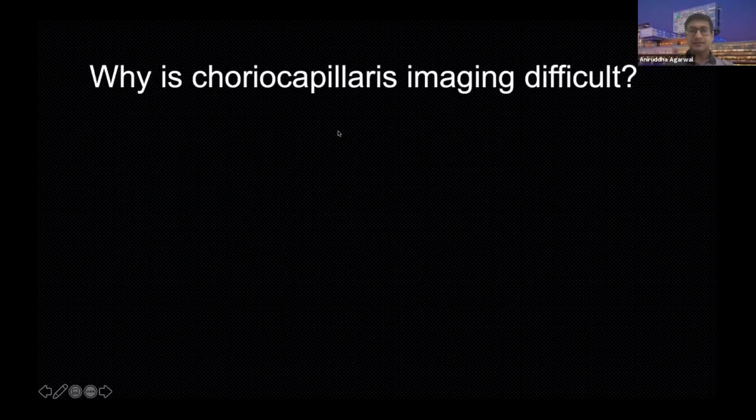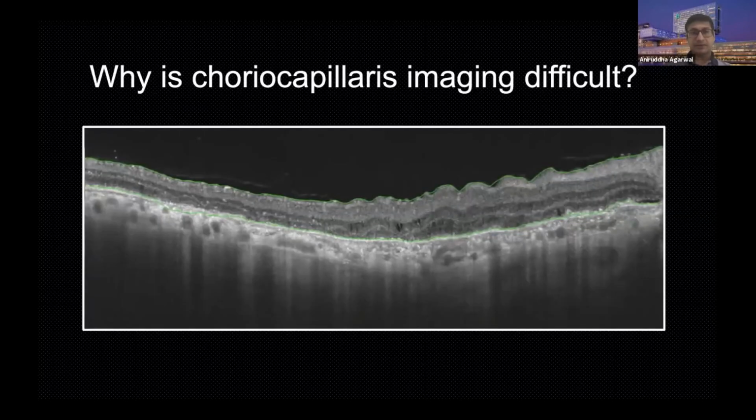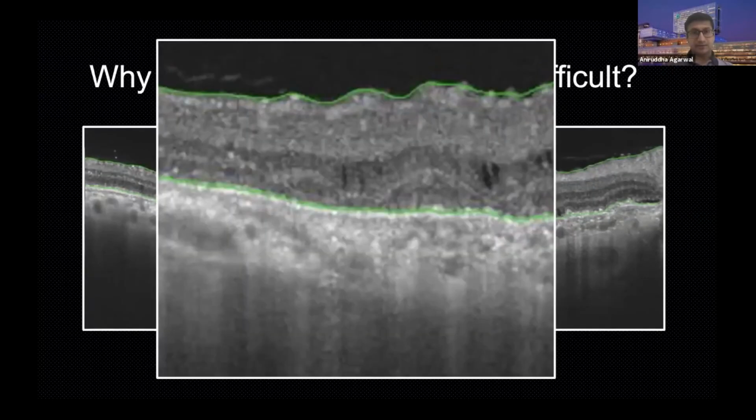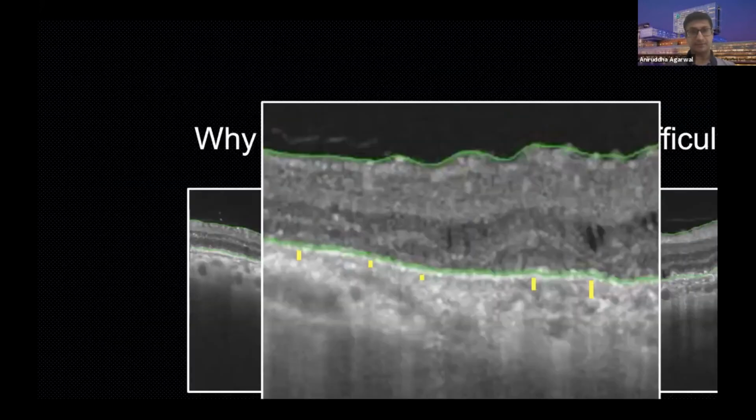So why is the imaging of the choriocapillaris difficult? This is because we know that in choroiditis, there is a variability in the height of the choriocapillaris slab and the thickness. This is present even normally. The choriocapillaris slab is not uniform, and this problem is accentuated in patients with uveitis.